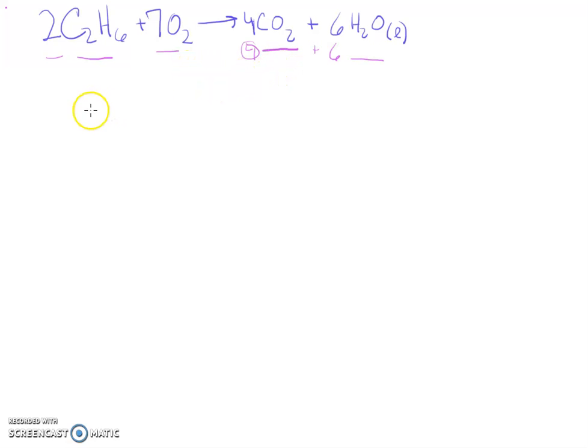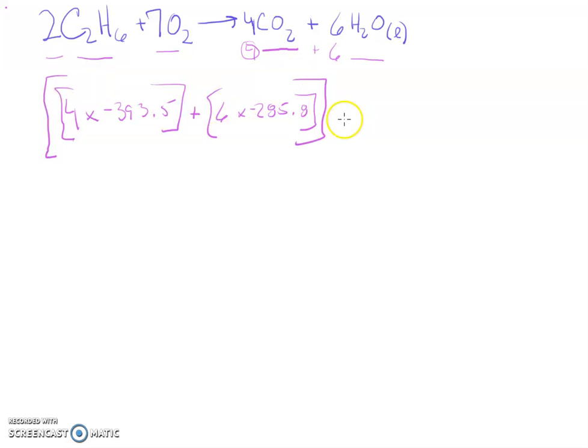So I'm going to take 4 times the carbon dioxide number, and if you look in your table you can see the carbon dioxide is negative 393.5. And I'm going to add that to 6 times the heat of formation of liquid water, which is negative 285.8. Okay, so that gives me the heat of formation of all of my products. And from that I subtract the heat of formation of my reactants.